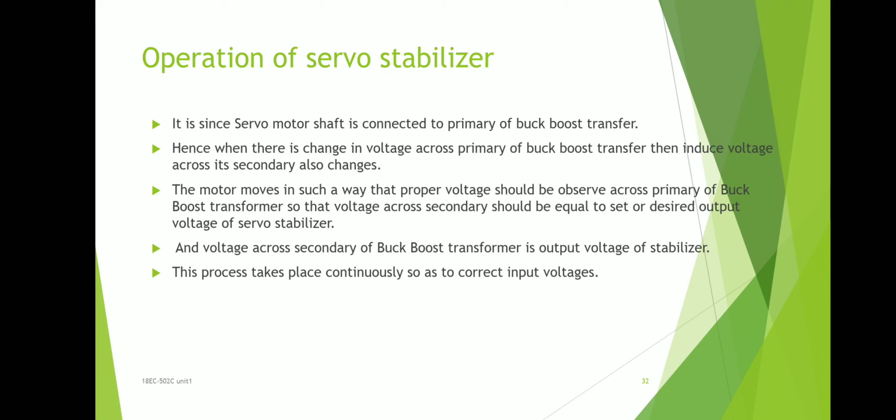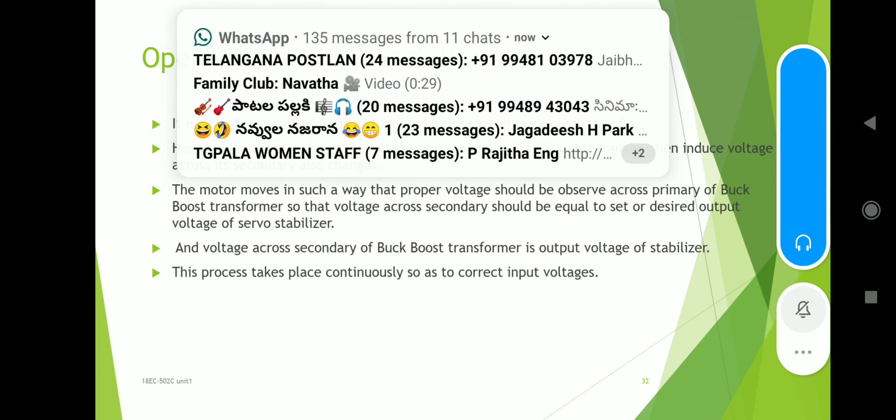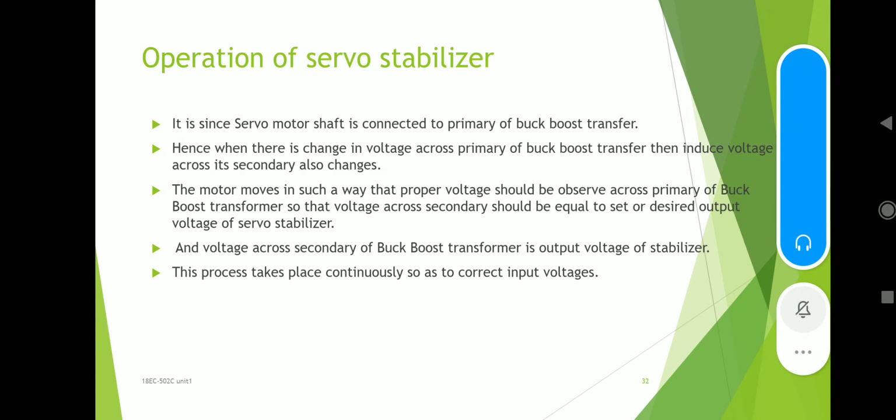Based on the decreased or increased windings in the auto transformer, that is the toroidal transformer, the voltage induced in the primary of the transformer varies. When the primary voltage of the transformer is varying, the induced voltage in the secondary is also varying. That means the output voltage is varying. This is the function of the servo stabilizer, right?